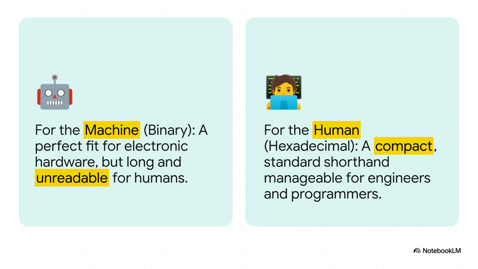So here's the deal. Binary is perfect for the machine's hardware, right? It maps one-to-one with those on-off electrical states. But it is a total nightmare for us. Hexadecimal, on the other hand, is super compact, way easier for a human to read, and, this is the important part, it translates to and from binary with almost zero effort.